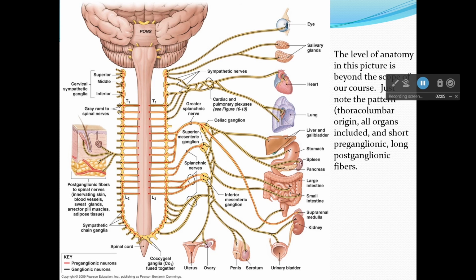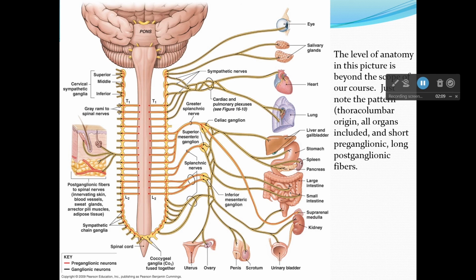Or you can see some of the autonomic fibers going to our abdominal and pelvic ganglia, like the celiac ganglia, superior mesenteric, inferior mesenteric here. Probably hard to see from where you're sitting. The red lines are preganglionic fibers, the black lines are postganglionic fibers.